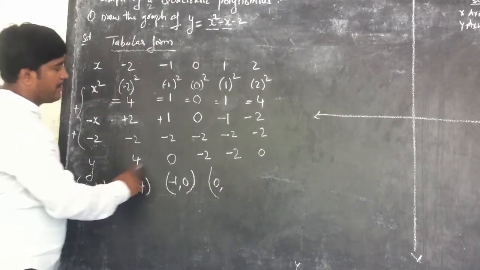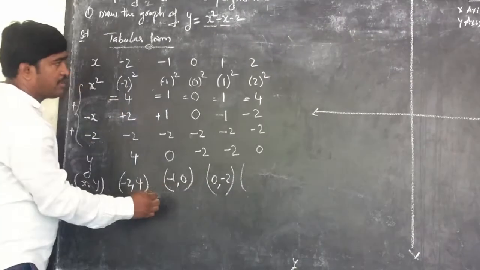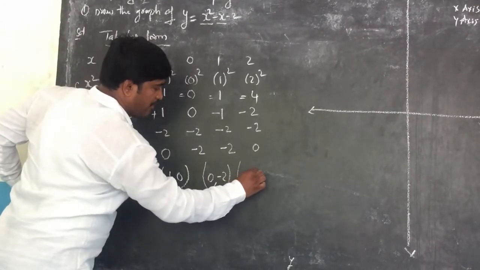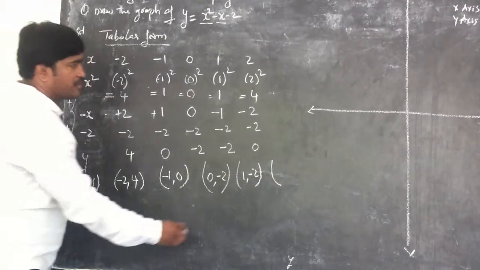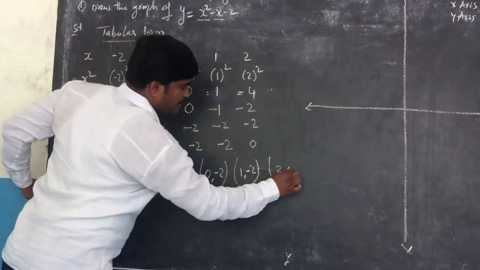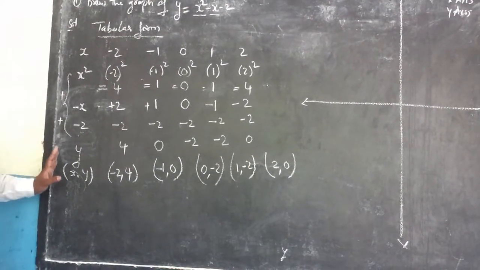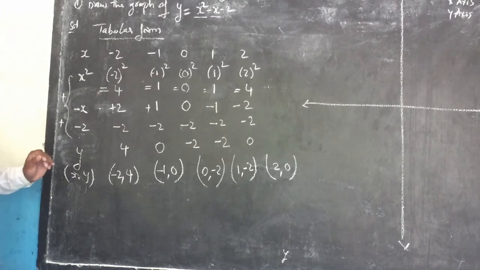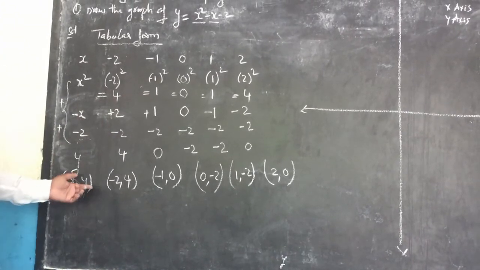Now similarly, what is the next value? 0. And I will take the next, what is the value I have obtained? Minus 2. Similarly, what is the next value? 1. What is the value I have obtained? Minus 2. Similarly, the next value is 2 as well as 0. Now these are the tabular values that I have obtained. Now I'll plot these points on graph paper and check it out.